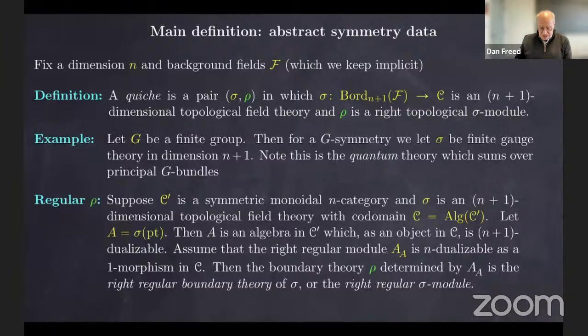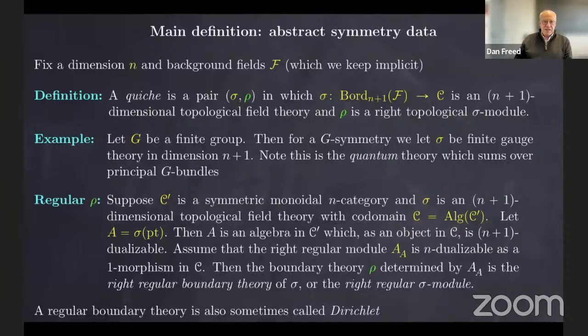So again, I'm not going to insist today on that, but just to tell you that, with all the developments in topological field theory, we know how to say what a right regular module is, at least under certain conditions. Okay, and there's more about that in the paper. So sometimes this kind of boundary theory is called Dirichlet, but this is perhaps a more restrictive use of that term.